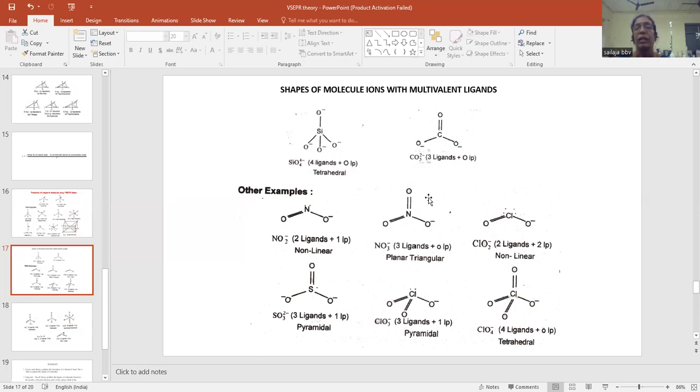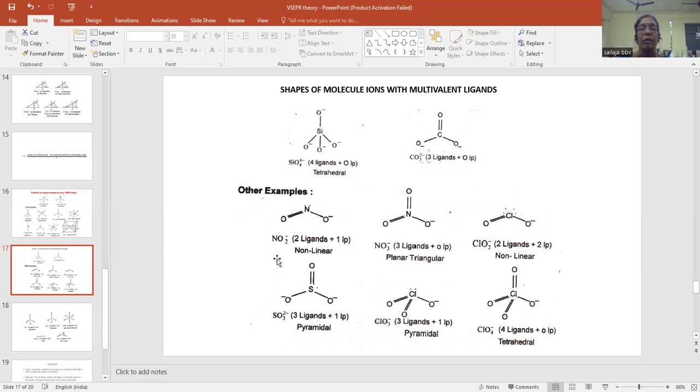Next, CO3 2 minus. Here carbon belongs to the 4th group, and the oxygen with the double bond is sharing 2 electrons and the oxygens with a single bond are sharing 1 electron each. Total 4 electrons. So group number 4 minus 4 divided by 2, which is equal to 0. So there are no lone pairs in the carbonate ion.